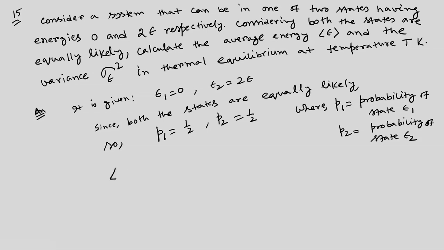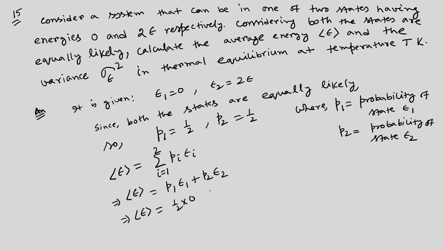Okay, so we need to calculate average energy. So epsilon average is the sum over i from 1 to 2, because only two states are available, of P_i epsilon_i. This is the definition of any average quantity. So epsilon average is P1 times epsilon 1 plus P2 times epsilon 2, and if we substitute P1 is half, epsilon 1 is 0, P2 is again half, and epsilon 2 is 2 epsilon, we get the average energy is epsilon.